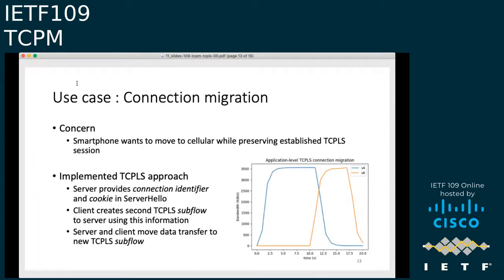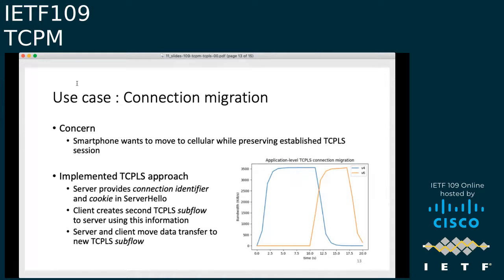Another interesting point is to do connection migration. So you can do with TCP-LS connection migration as you do it using QUIC today. So you have a smartphone that wants to move from cellular to Wi-Fi or the opposite while preserving the established TCP-LS session. And the solution that we have implemented right now in the TCP-LS prototype is that the server provides a connection identifier and a cookie in the server hello message, which is encrypted. And then based on this information, the client can create a TCP-LS subflow to the server using that information, and the server matches the subflow to the previously established TCP-LS connection.